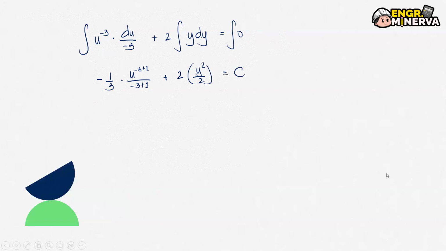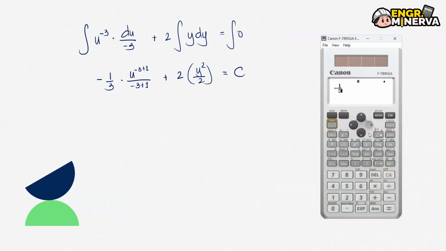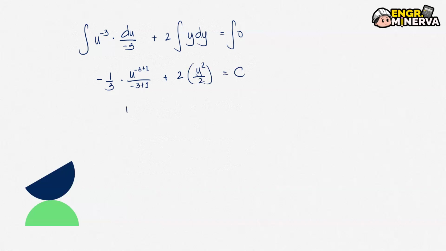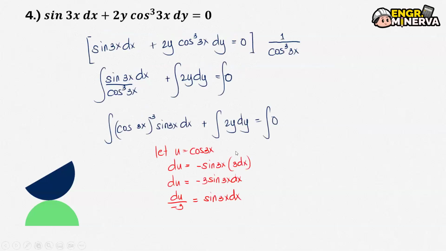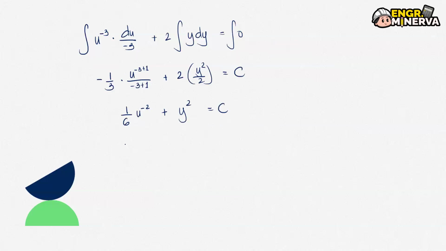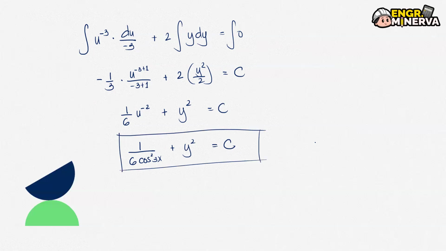So your negative 1/3 divided by negative 3 plus 1, that would be 1/6. So 1/6 u raised to negative 2 plus y squared equals c. But again, our u is cosine 3x. So that would be 1/6 cosine squared 3x plus y squared equals c. So that is our final answer, implicitly.